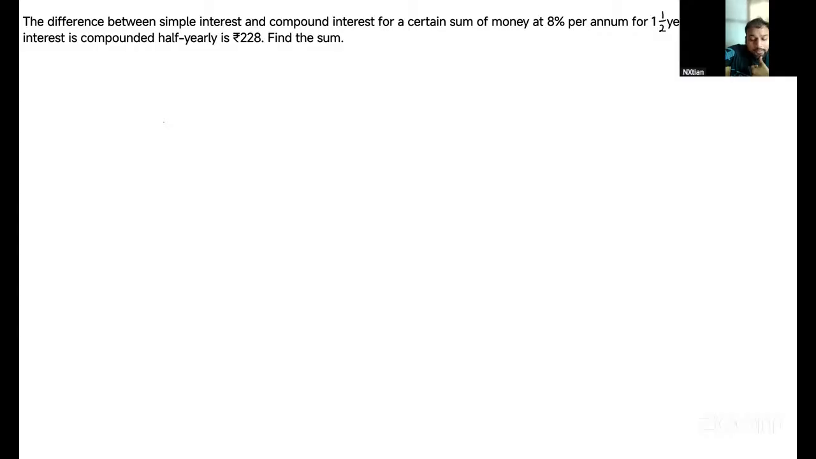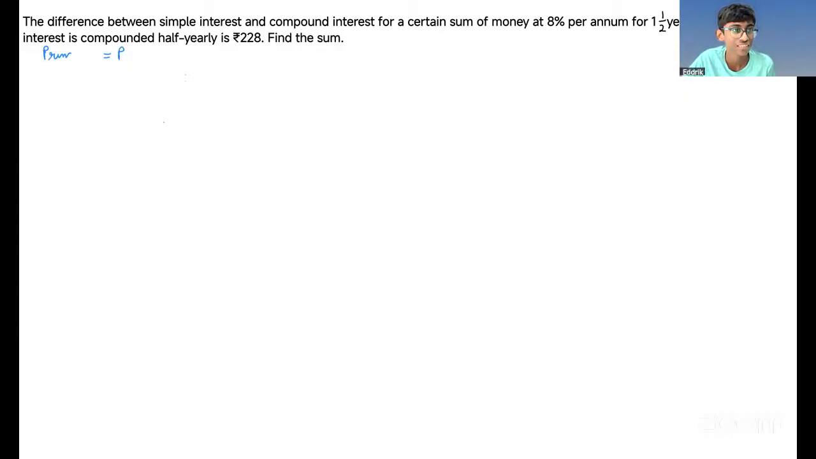Okay, I will do it in my simple way, and then we'll check it out. If the formula works, then we'll see. So now the question is saying the difference between simple interest and the compound interest for a certain sum of money. So it means that we don't know the sum of money. Now, what do you mean by sum of money? Simple. So we'll take let the principal be P.